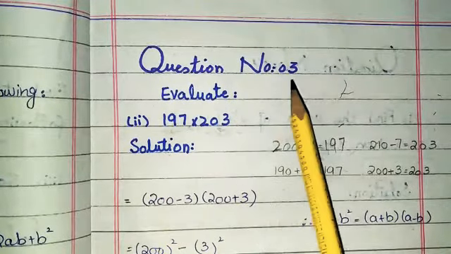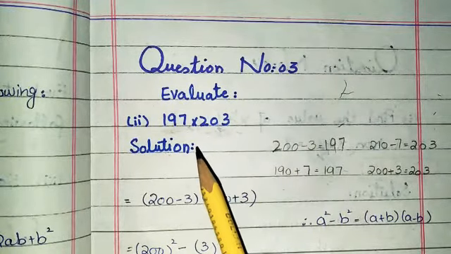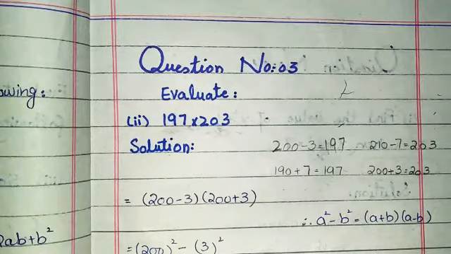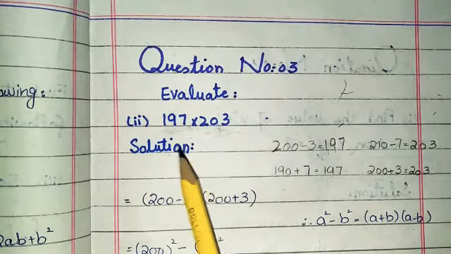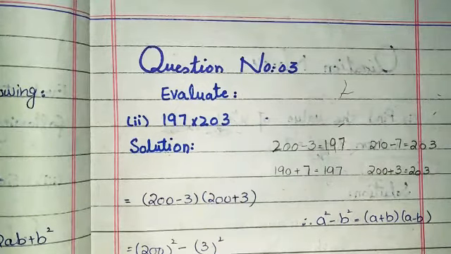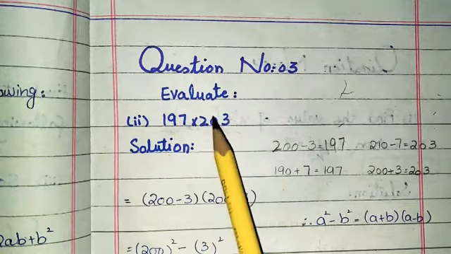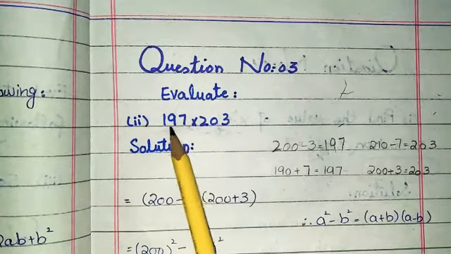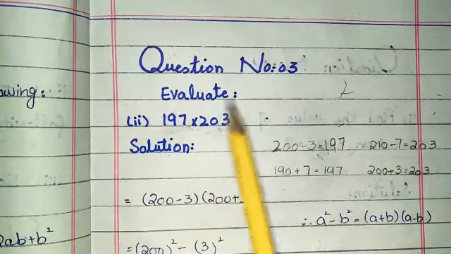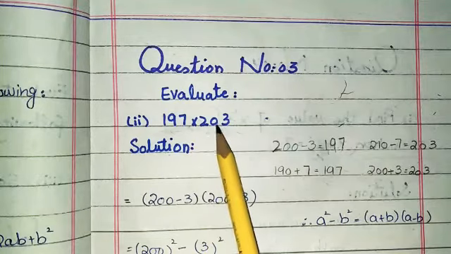Now students, this is our question number 3, evaluate. In this question we will use our third formula, a square minus b square is equal to (a plus b) into (a minus b). Our second part is 197 into 203. Students, we will break down these two numbers in such a way that when we subtract, we get 197, and when we add the same numbers, we get 203.